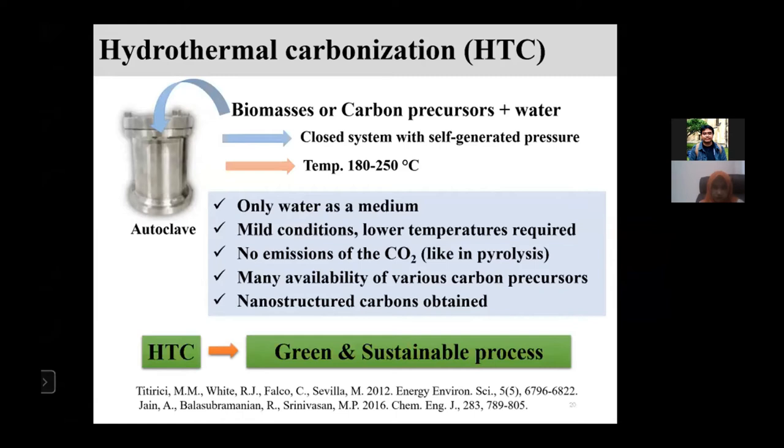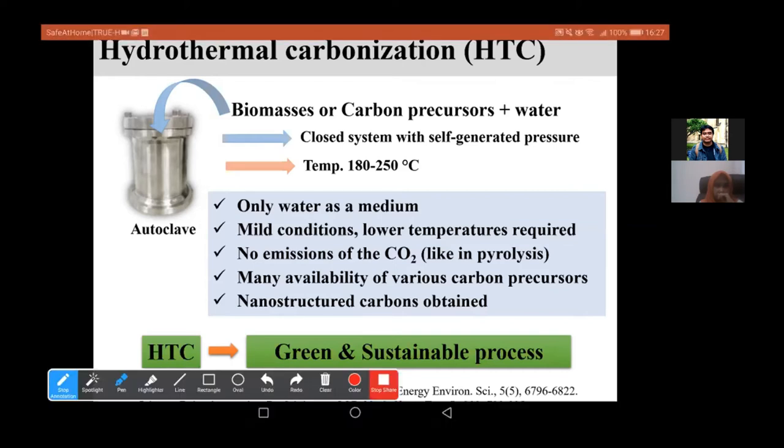Why? Because we need only water. Usually you have to do pyrolysis, using a high temperature of at least 500 degrees Celsius, up to 1000, for example. But in this case, you have a closed system. You put your biomass into the so-called autoclave, it looks like this, a closed system. You put in the water and your biomass, and you need only mild conditions.